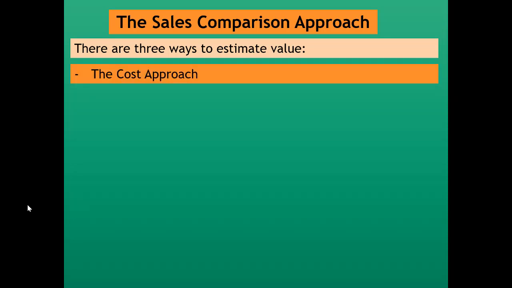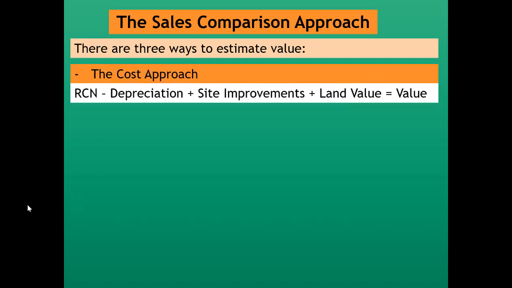The first way is the cost approach, and this approach has someone estimating the replacement cost new of the primary improvements and then determining the depreciation of those improvements to derive a depreciated value of the primary improvements, and then adding to that the value of the site improvements, and then adding to that the land value, and the aggregate of those things equals value via the cost approach.